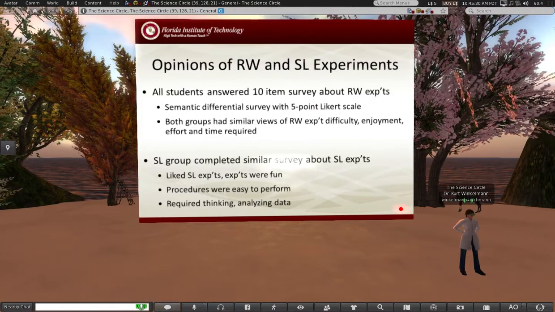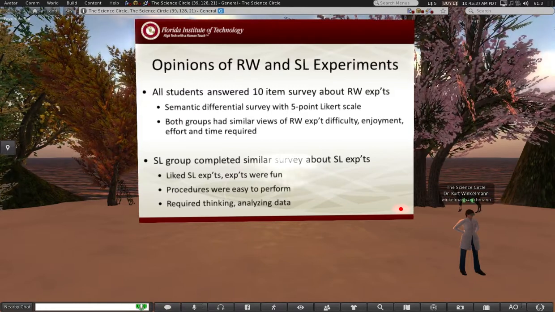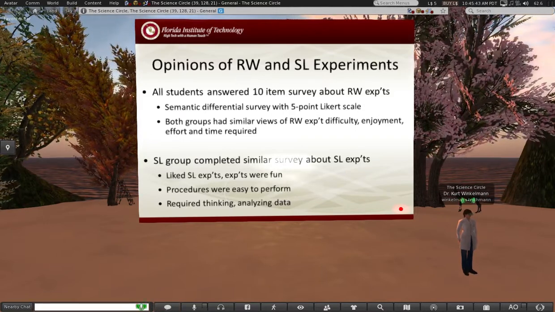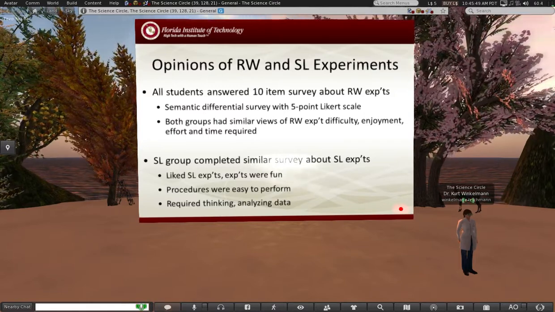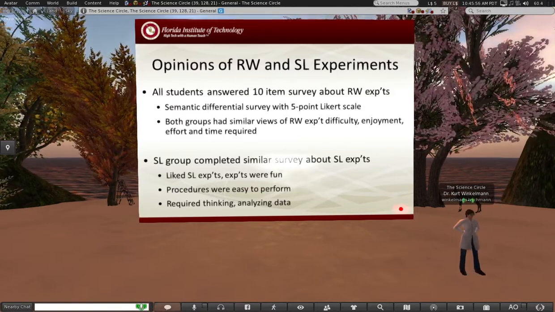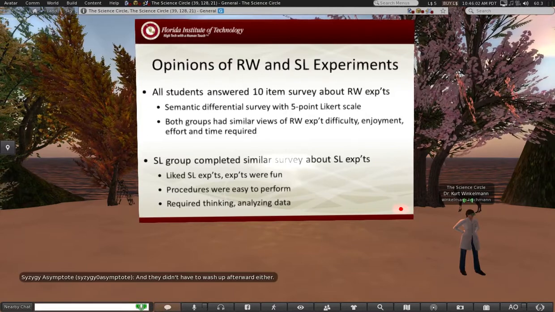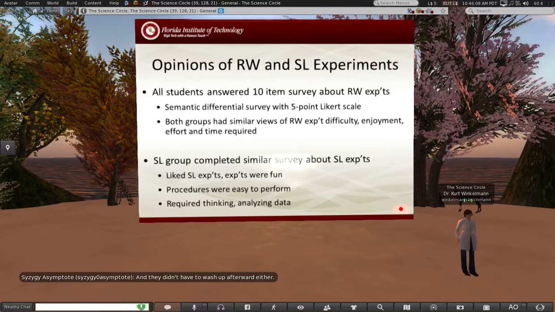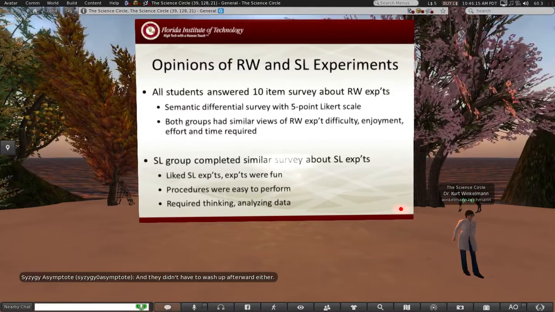Then the Second Life group took a second survey. It was the same survey, except we swapped out real-world experiments with Second Life experiments. And the Second Life group said they really liked the Second Life experiments. They thought they were fun. They did say the procedures were easy to perform, and later on we asked them some follow-up questions, and it was basically because it was menu-driven, and they were able to just click things as opposed to picking up an object in the lab and wondering, what do I do with it? The menu-driven procedures sort of focused them on what they had to do.